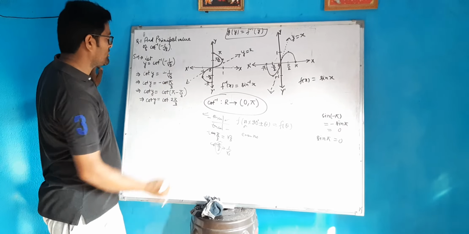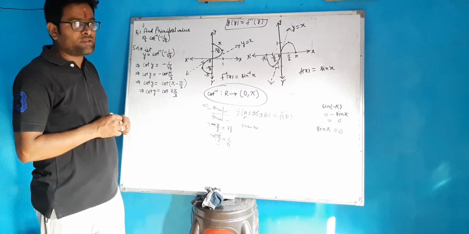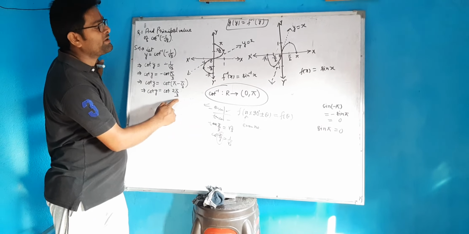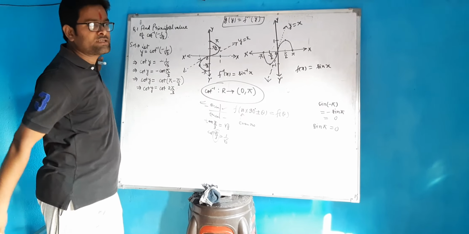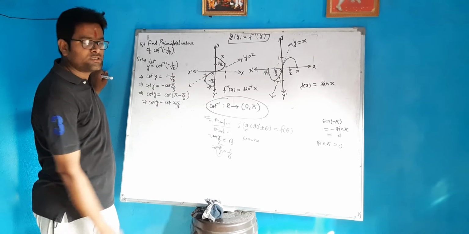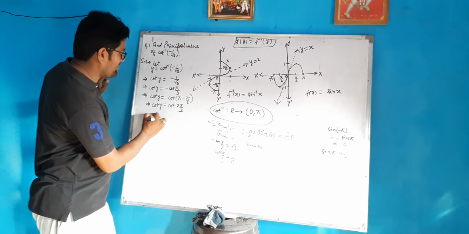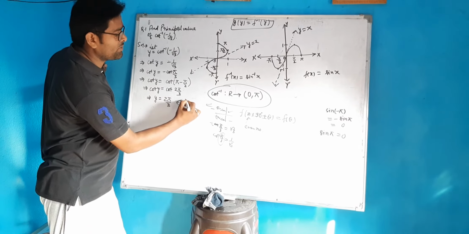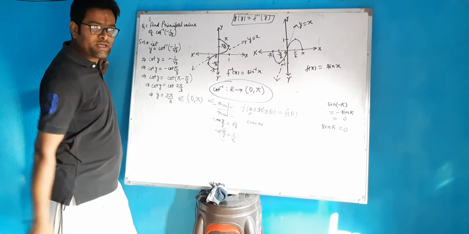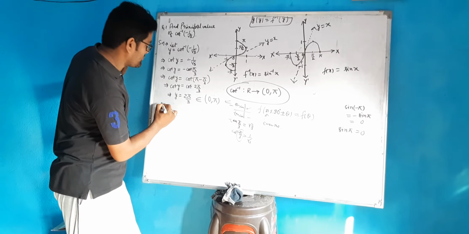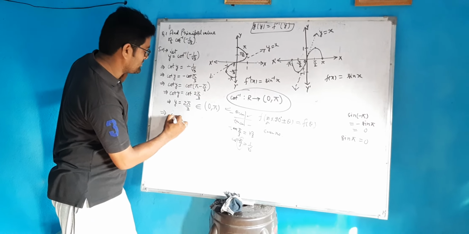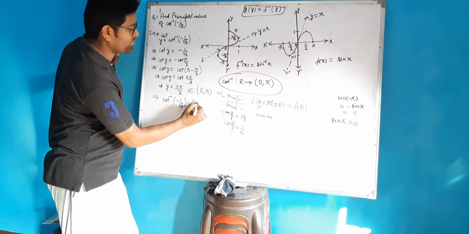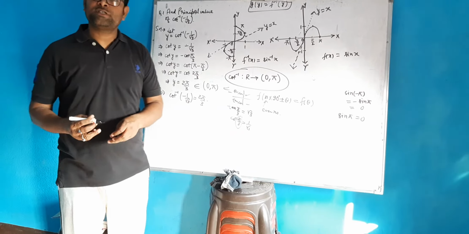Now you can easily see cot y is equal to cot 2 pi by 3. Since 2 pi by 3 lies in the restricted range, the principal value branch 0 to pi, we can write y is equal to 2 pi by 3. The reason is that it belongs to the open interval 0 to pi according to the principal value branch. So cot inverse of minus 1 by root 3 is equal to 2 pi by 3. That is the principal value of this function.